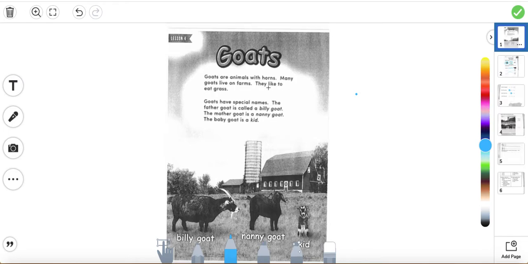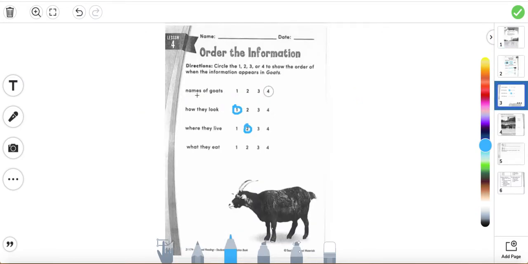They like to eat grass. So the third sentence is telling us what they like to eat. So is it names of goats or what they eat? What they eat. So that'll be number 3. And number 4 will be the names of goats.